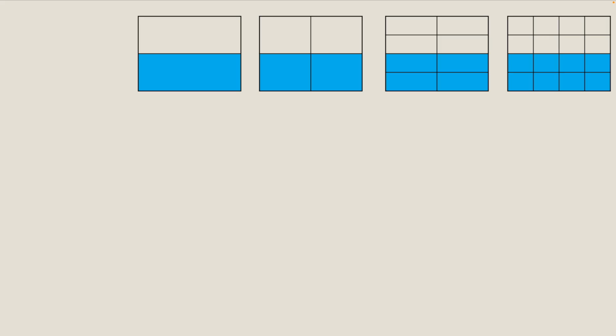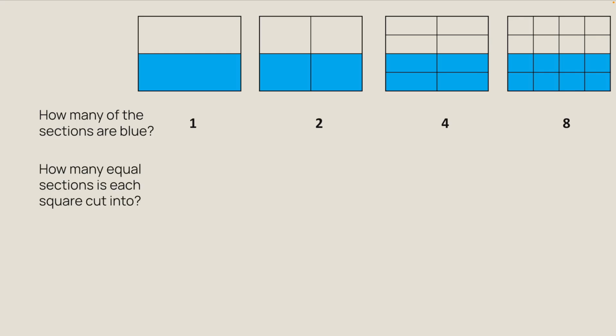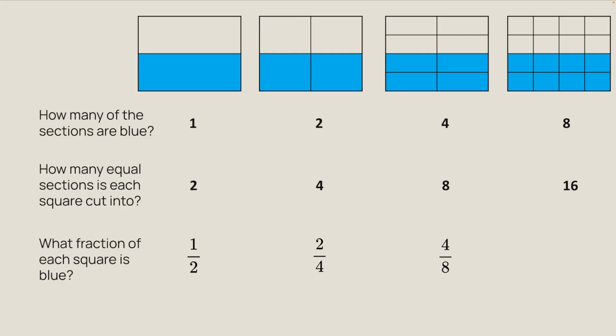So again, let's look at these 4 pictures here. How many of the sections are blue in each of these pictures? I have 1, 2, 4, and 8. How many equal sections is each square cut into? This first one's cut into 2, the second one's cut into 4, 8, and 16. So if I wanted to write a fraction to represent the amount of blue, I would say that there's a half, 2 quarters, 4 eighths, and 8 sixteenths.